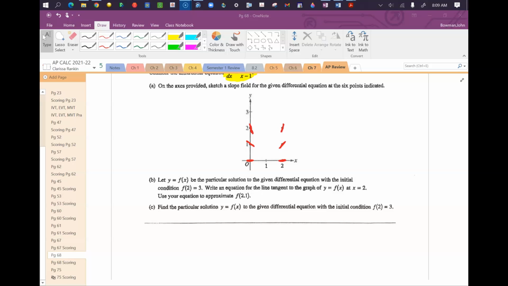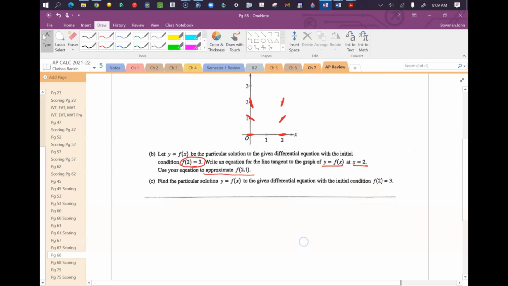In part B, they say let y equal f of x be the particular solution to the given differential equation with the initial condition f of 2 is equal to 3. Write an equation for the line tangent to the graph of y at x equal 2, and use your equation to approximate f of 2.1. Okay, so there's a lot going on here in part B. We need a point on the curve of f. We know that. That is the point 2, 3.